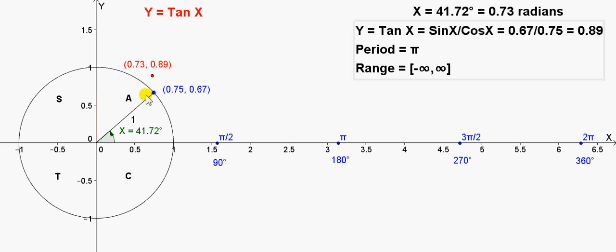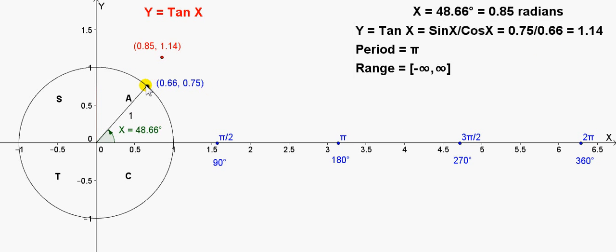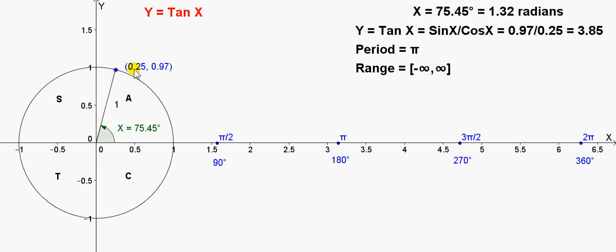So we can see what's happening to this ratio as x increases. Well, obviously this ratio is getting larger and larger because the sine of x is increasing. It's increasing towards +1 actually, but the cos of x is decreasing to 0. So the x value of this point is going to 0, but the y value is increasing to 1. So eventually we're going to get division by 0 here, which is undefined. So this ratio is approaching positive infinity as x approaches 90 degrees or pi over 2 radians.